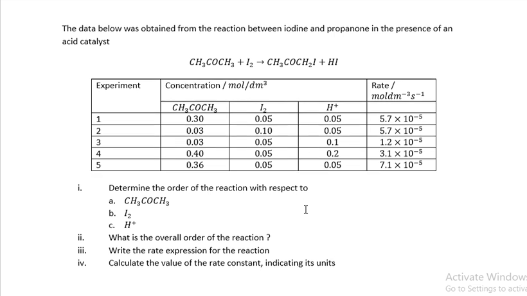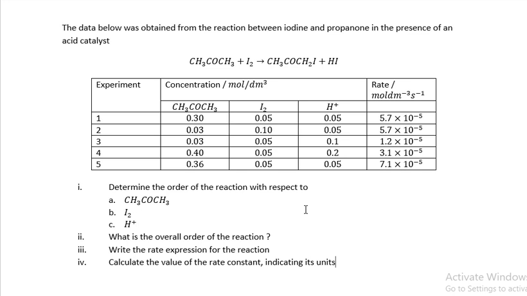So in this video we are going to be looking at a chemistry question under the topic reaction kinetics, or chemical kinetics, that is rates of reactions. The question reads: the data below was obtained from the reaction between iodine and propanone in the presence of an acid catalyst. Here is our reaction where we have propanone reacting with iodine to give us this, which is actually the iodoform test, I suppose, because it's in the presence of a catalyst.